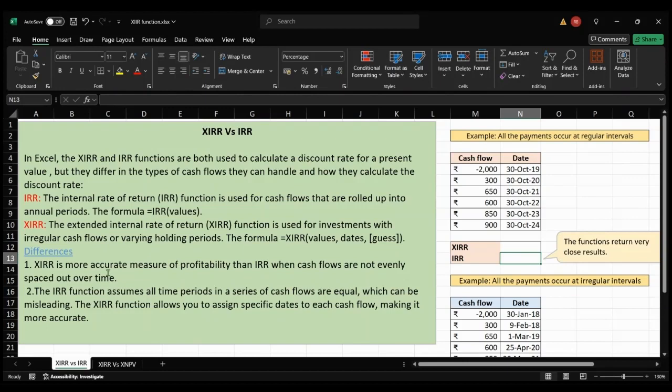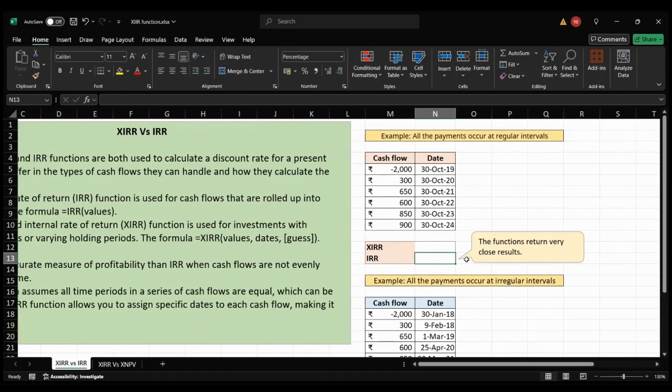The formula is this. The difference is that the XIRR function is more accurate than the IRR function when cash flows are not evenly spaced out over time. The IRR function assumes all time periods in a series of cash flows are equal, which can be misleading. And the XIRR function allows you to assign a specific date to each cash flow, making it more accurate. Now let's discuss this with an example.